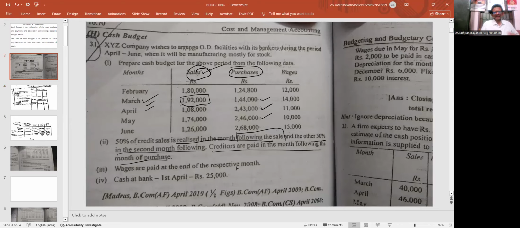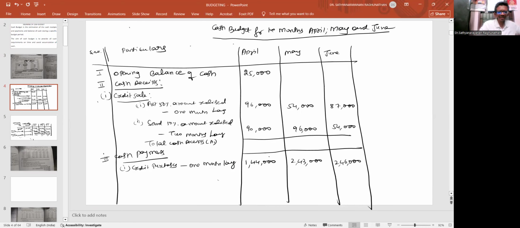We are going to prepare the cash budget only for April, May and June. For June month, you have purchased for 2,68,000 that you will be paying only in the subsequent month. That is only in the month of July. That is not needed for us now. Okay, we are preparing the cash budget only up to June. We need not worry about that particular aspect.